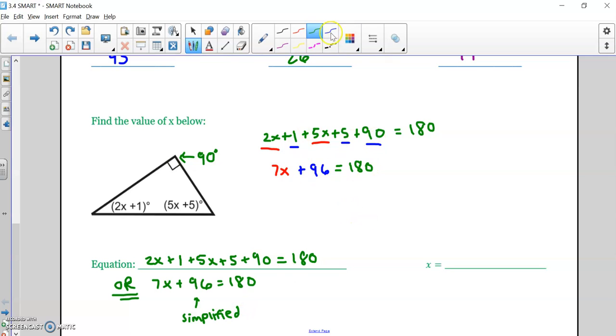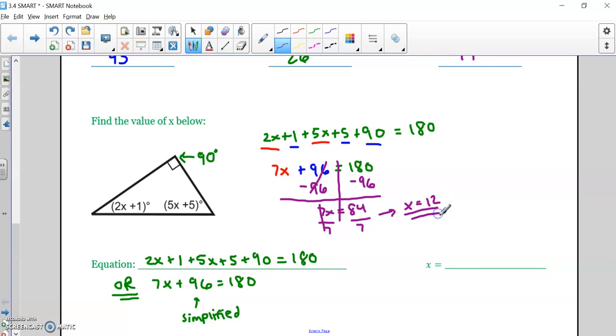So now that we have our equation all nice and neat, we can go ahead and solve for x. So now that we have this, we can just do our line, subtract 96 from both sides, because we want to get x by itself. So we have 7x equals 180 minus 96. 180 minus 96 is going to be 84. And our last step would be to divide both sides by 7. Once again, that's because we want to get x by itself. So those 7's will cancel. And that tells us that x is equal to 12. Okay, and that's it for that.